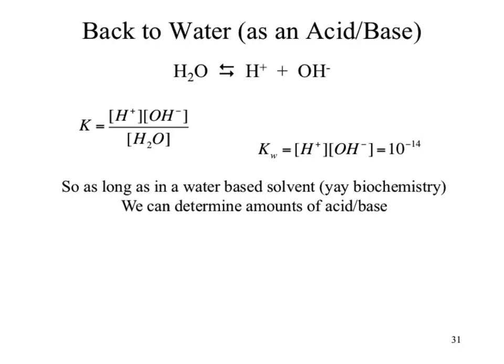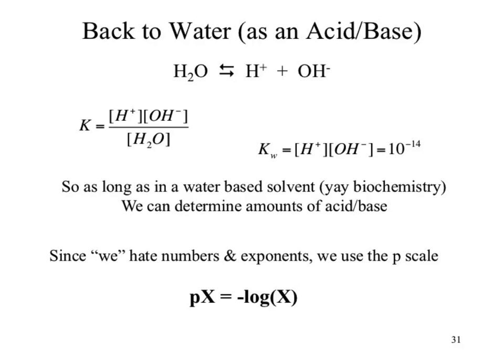As long as we're in water, we can base everything around our kWs, and we can determine our amounts of acids and bases, which is kind of nice. And since we hate those exponents, that's where we bring in the p scale, which is just a log scale. So the pH is the negative log of the concentration of H+.